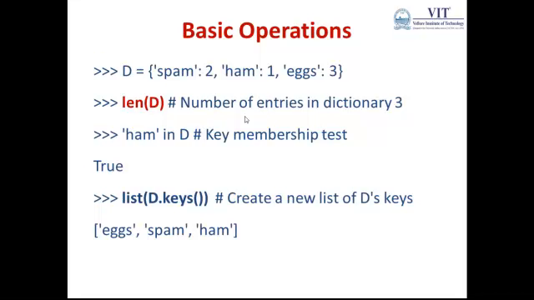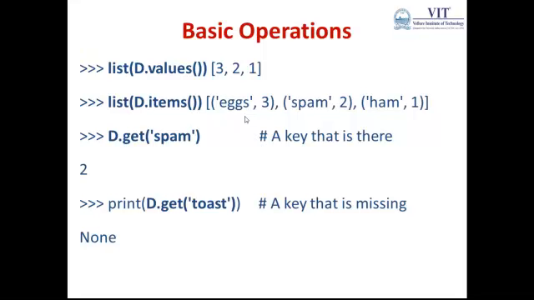Suppose I want to take both and form a list. That is also possible. Again, it's flexible. For that, if you look at the second one, it's d dot items. So both key and value will be taken and converted into a list.